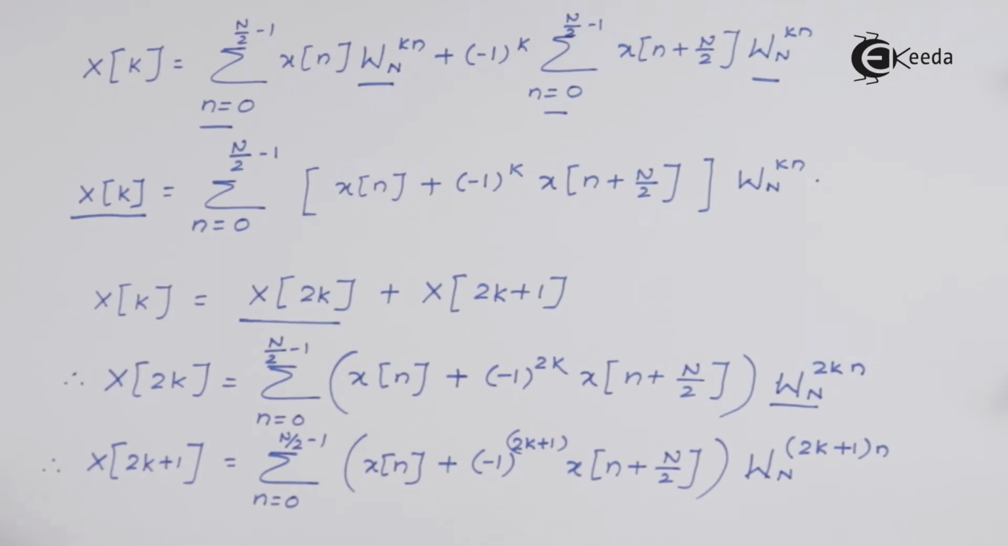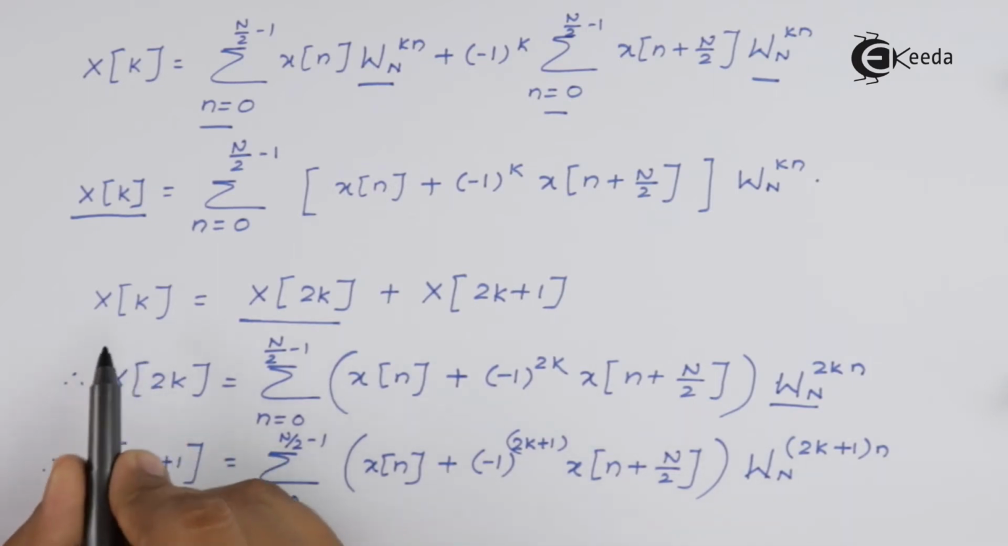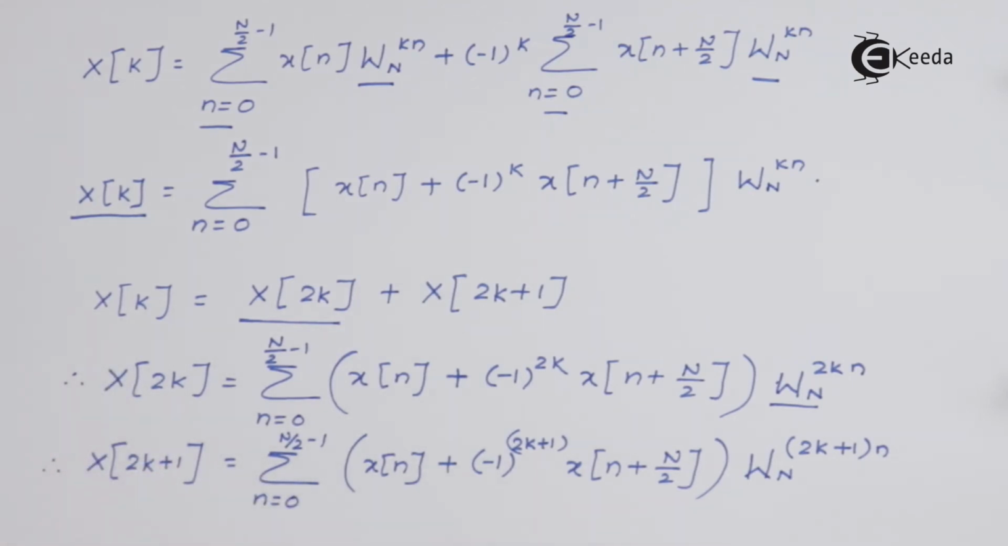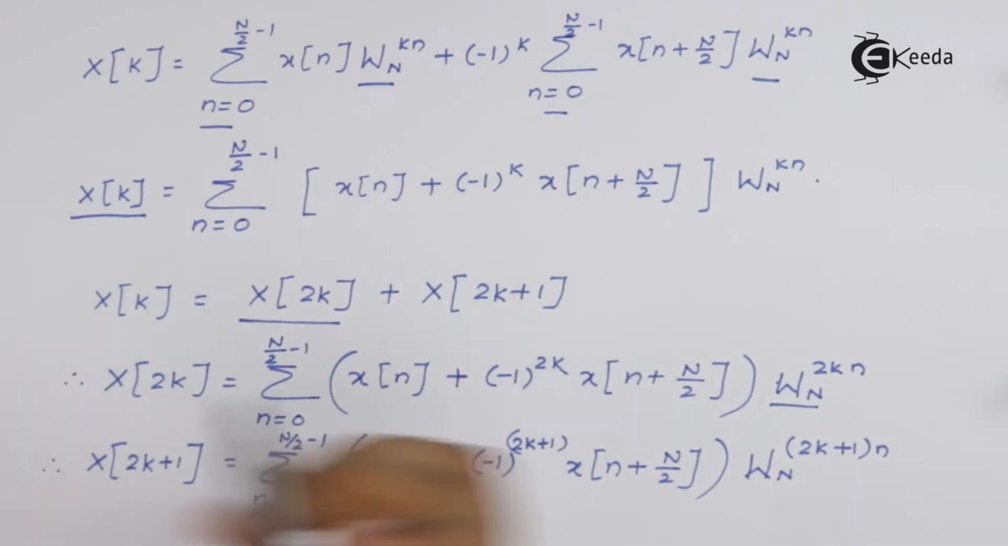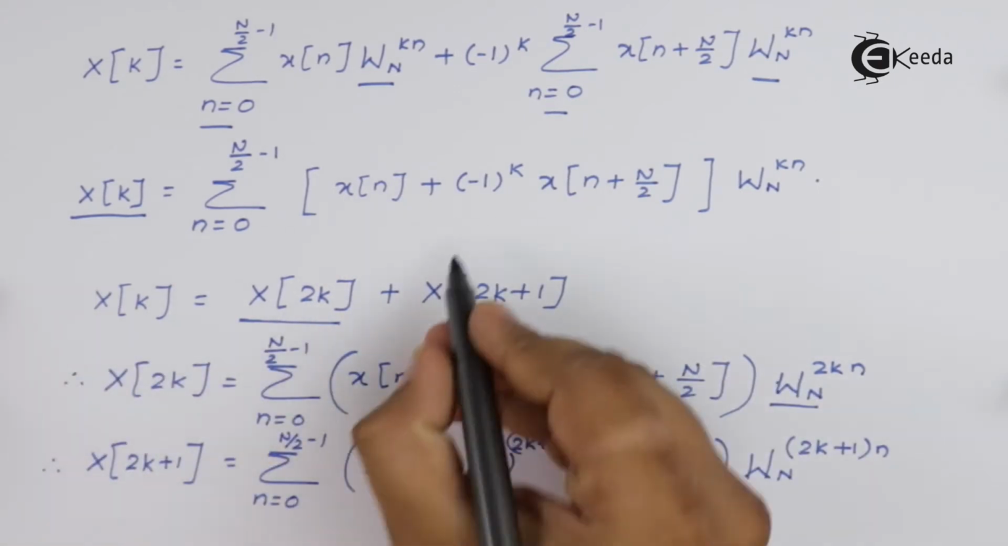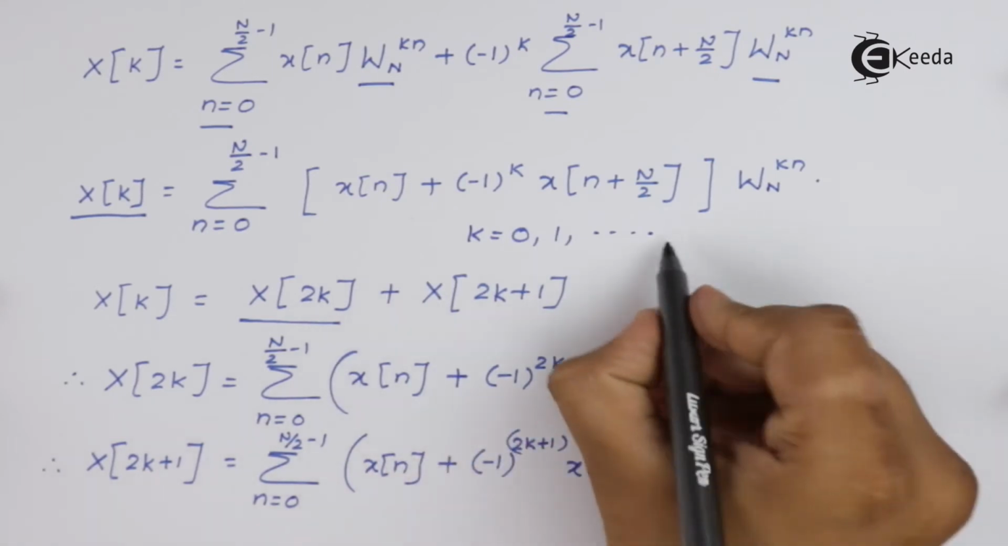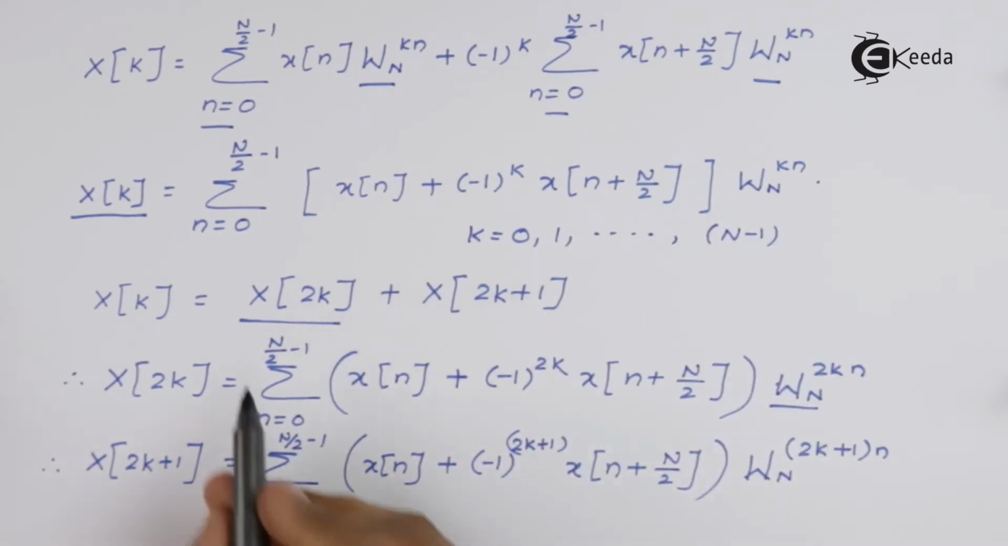But before moving to this, what is the sequence for k? As we have divided our k value into two parts, that is even and odd, my k value for both the equations will start from 0, but the last value will not be n minus 1, it will be n by 2 minus 1, because we have divided the sequence into two parts. Till this equation our k value started from 0 and the last value was n minus 1, but after splitting this equation into two parts my k value will be different. I'll show you on the next page.